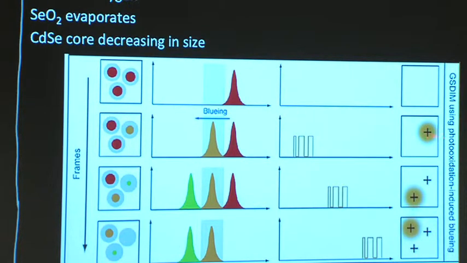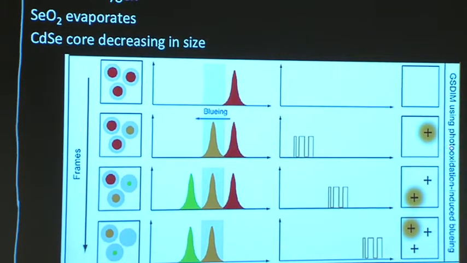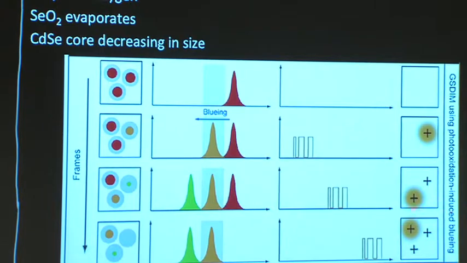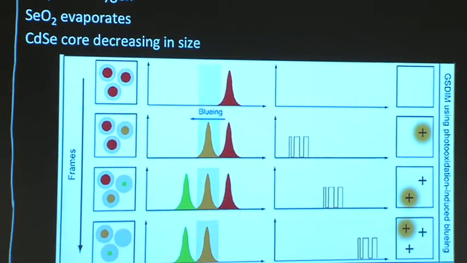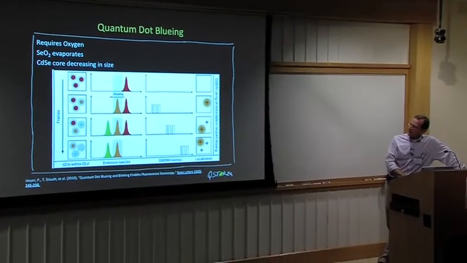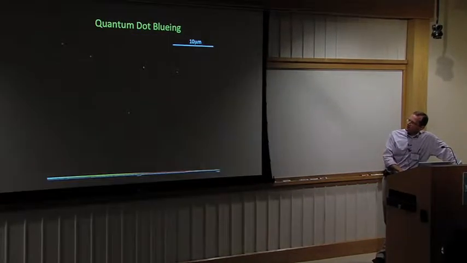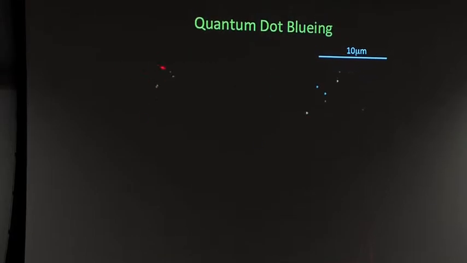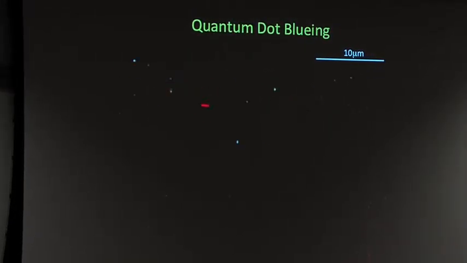So as they move into this blue window, you localize the center of that particular quantum dot, and then it leaves, another one moves in, and you localize that one. So this is one method for using quantum dots in STORM imaging. And here's just an example of a bunch of quantum dots on the cover slip. You can see them blinking as they move into this window of wavelengths.